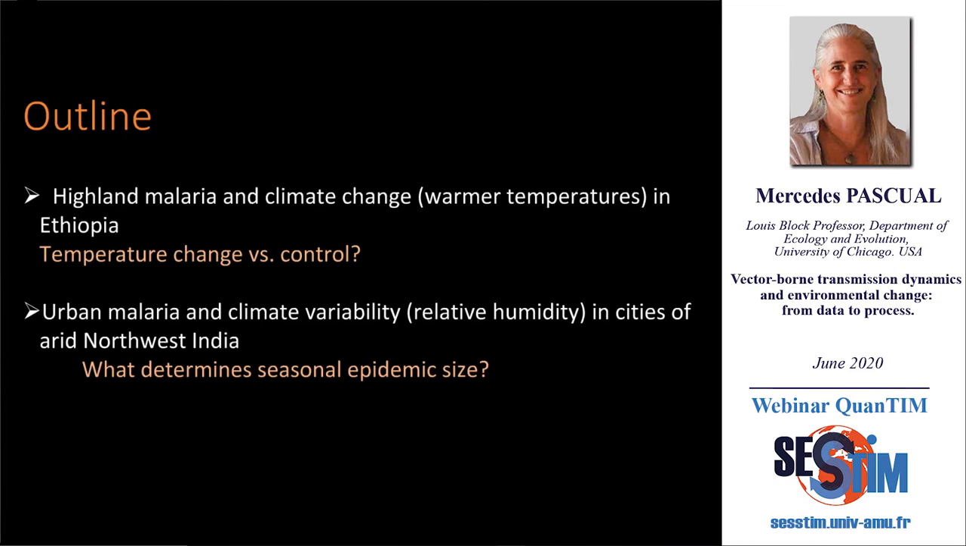The second part, if I have time, I will switch to urban malaria now in a desert fringe, in an arid region, and ask about the role of relative humidity rather than rainfall, and what determines seasonal epidemic size. So this will be about interannual variability rather than long-term trends. Again, as examples for the methods.